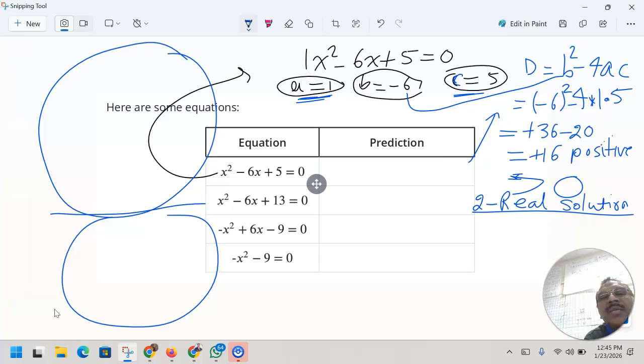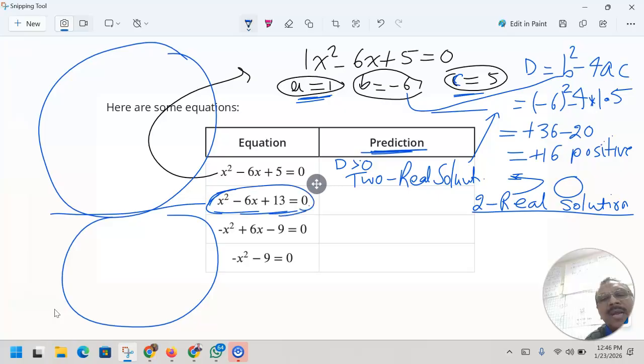You're supposed to do this for each of these cases. In this case, for the prediction, what should I write? The prediction is, because D is greater than 0, of course, the work is right here, we have two real solutions. And you're done. So that's how you do it. I'll leave this one for you to do the same way. Let me do the other one so that we understand what I'm talking about when there is a negative.